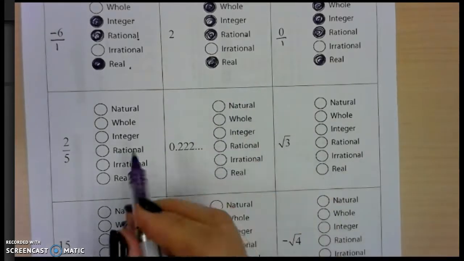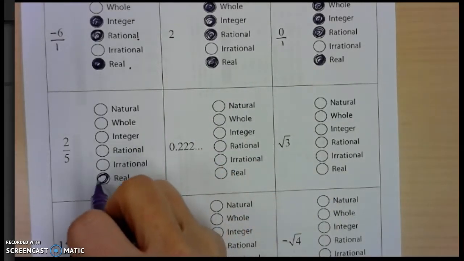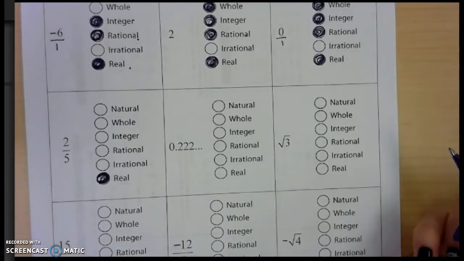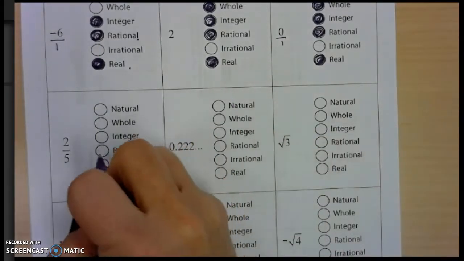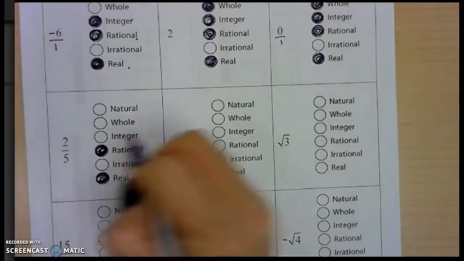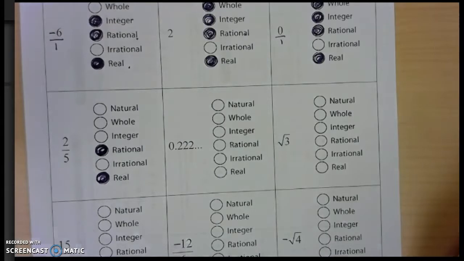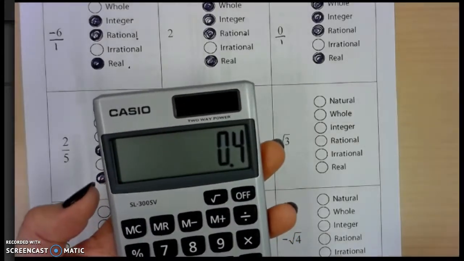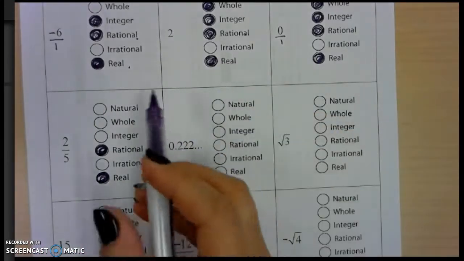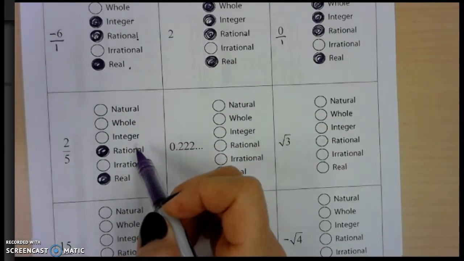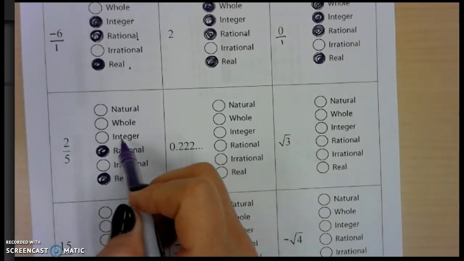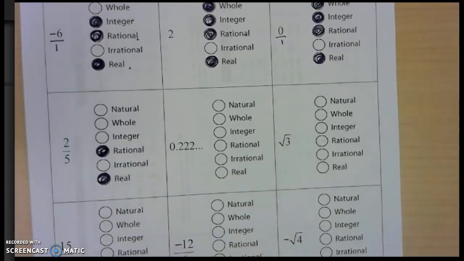Two-fifths. 2/5. We know it is a real number because we're used to seeing it. Now, it's written as a fraction, which by definition makes it rational. If you wanted to know what the decimal is, you would divide that out, and you would have had 2 divided by 5, which is 0.4. I should have known that off the top of my head. Now, since it becomes a decimal when you divide that out, it is not an integer, whole number, or natural number.